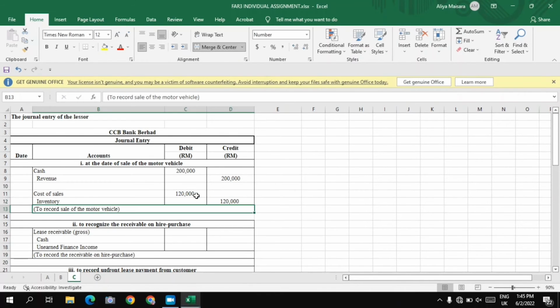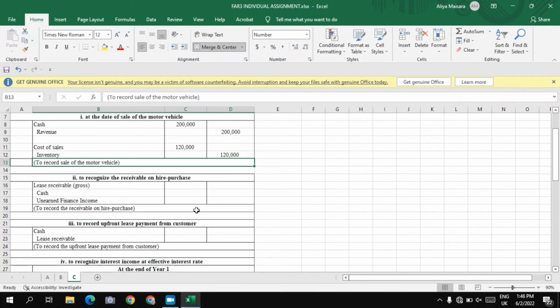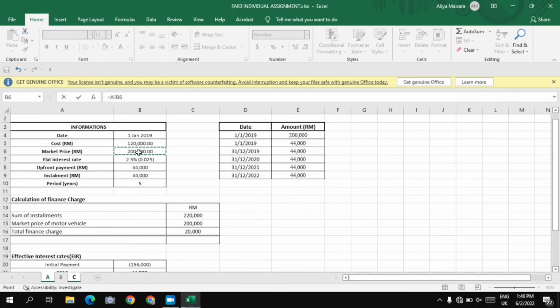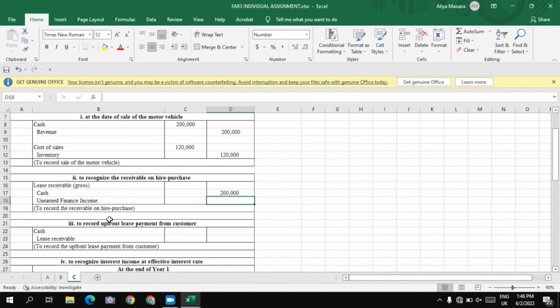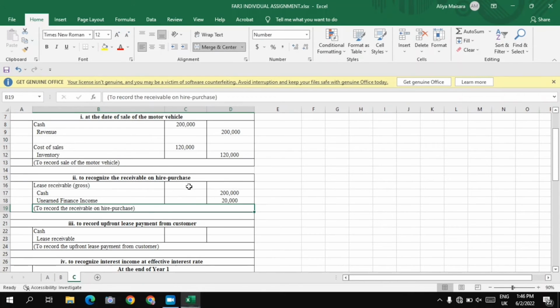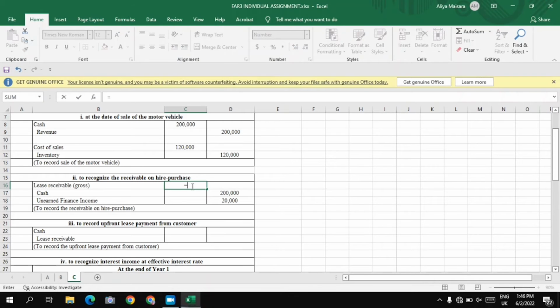Second is to recognize the receivable of hire purchase. We will debit lease receivable and credit cash and unearned finance income. For the cash, we will take the amount of the market price of the motor vehicle, which is 200,000. And the unearned finance income, we will take the 20,000 of the total interest income. Receivable will be the amount of 200,000 plus 20,000 ringgit.